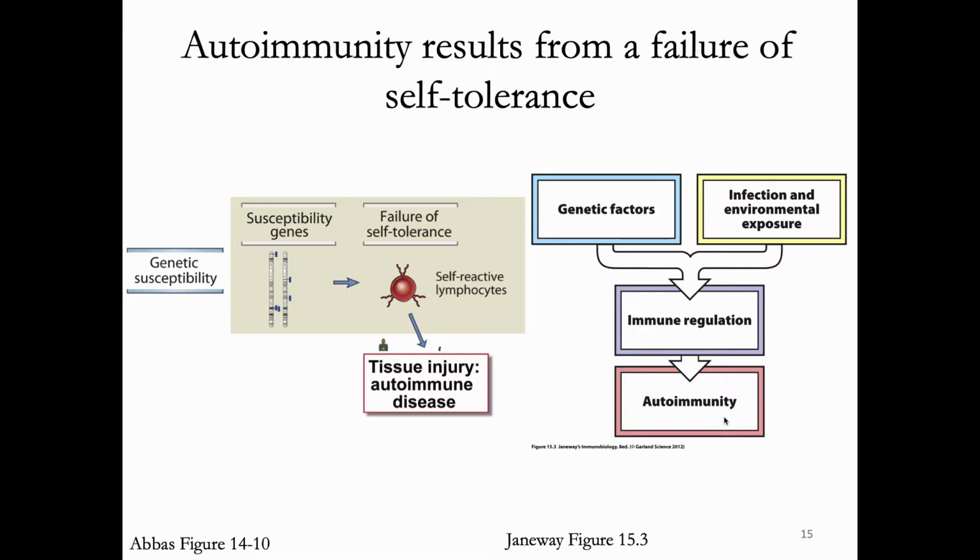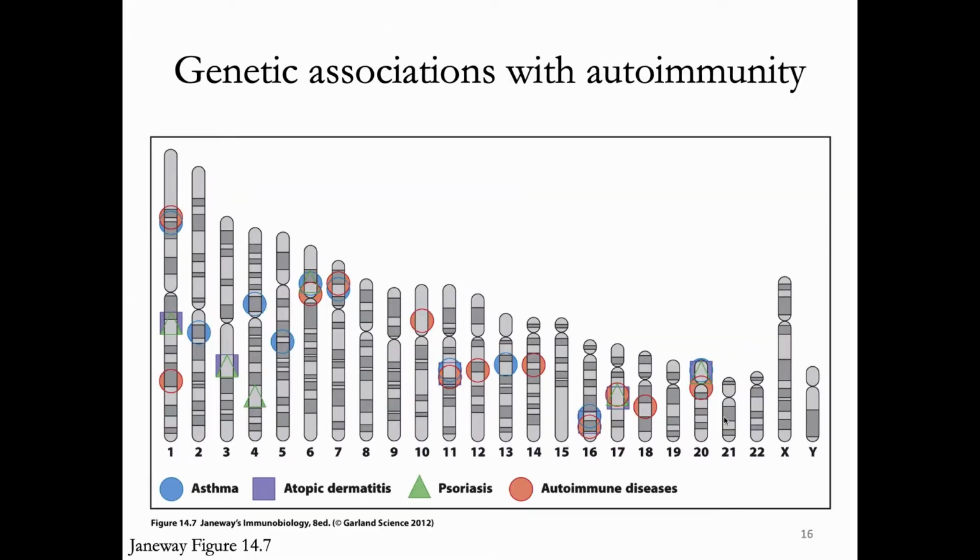If we think first about the genetics and the genetic factor issues, there are a few things to think about. So this figure shows all of the human chromosomes, and there are some shapes on them of different colors. So blue circles are asthma, purple squares are atopic dermatitis, green triangles are psoriasis, and red circles are autoimmune disease in general.